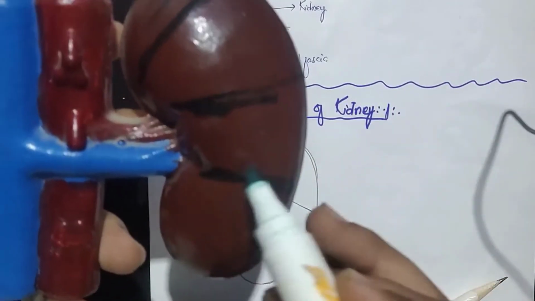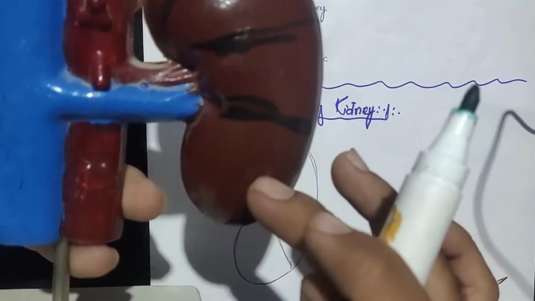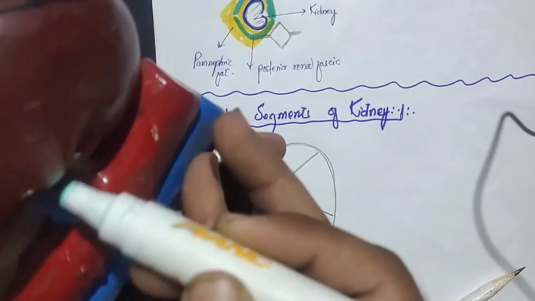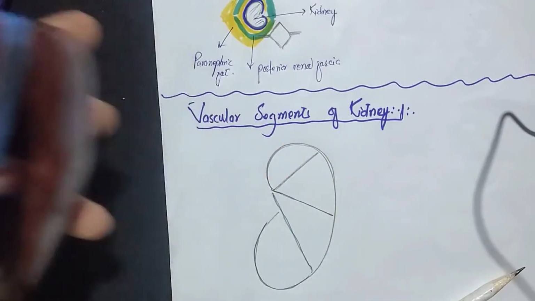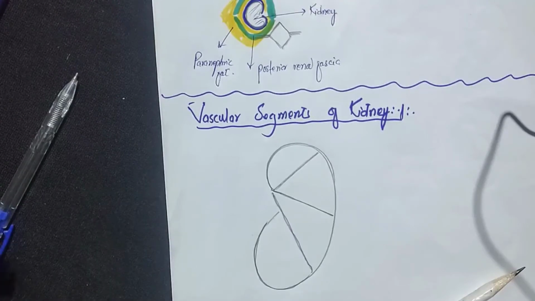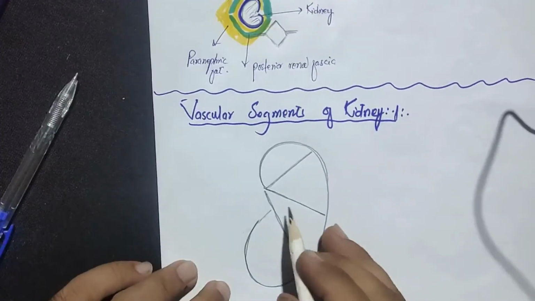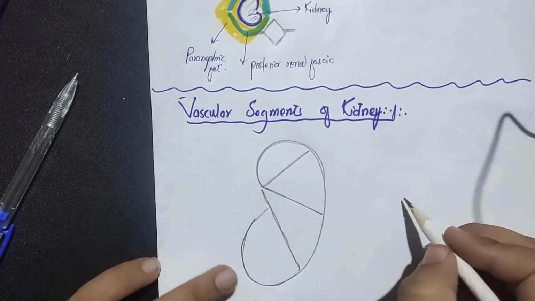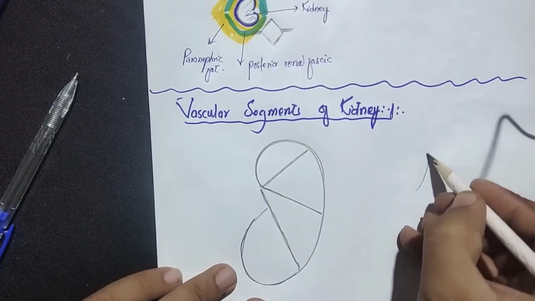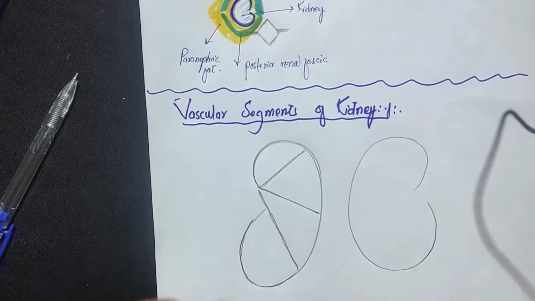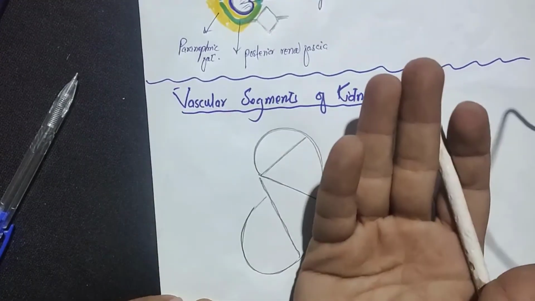And then there is the anterior inferior segment, and then there is the inferior segment, right? And if you turn the kidney backward, there is only one segment, which is called the posterior segment. So vascularly, if you divide the kidney into segments, if you turn this kidney to the posterior side, what you will see, look carefully, this is the same kidney but we have turned it.